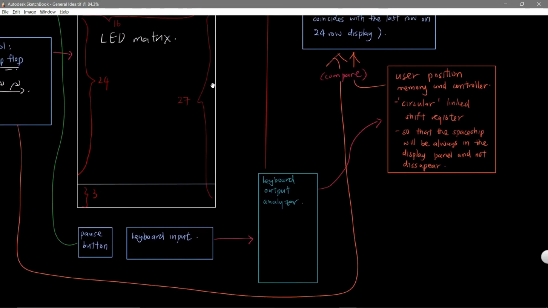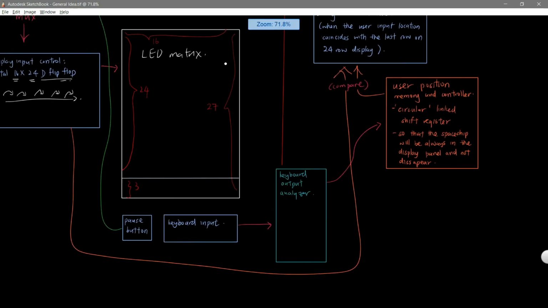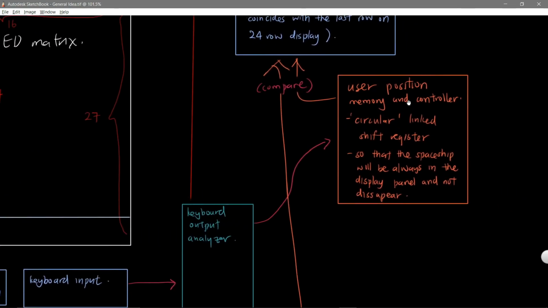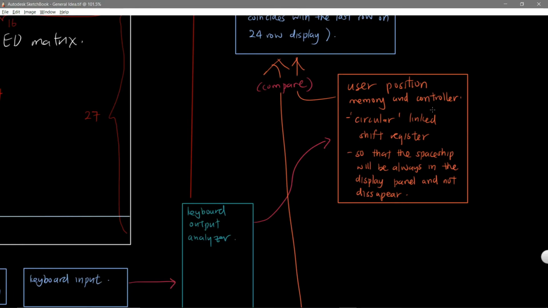Alright, so where does its input come from? Inputs come from the display input control. You want the 24th row, the last row, right? And the 24th row and the user's position here. So you compare them to see if they are equal. And then the user position memory and controller.